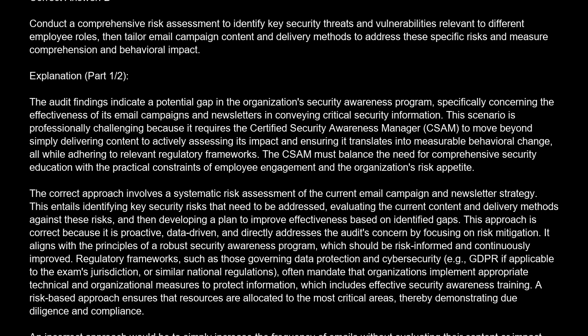Regulatory frameworks, such as those governing data protection and cybersecurity, e.g., GDPR if applicable to the exam's jurisdiction, or similar national regulations, often mandate that organizations implement appropriate technical and organizational measures to protect information, which includes effective security awareness training. A risk-based approach ensures that resources are allocated to the most critical areas, thereby demonstrating due diligence and compliance.